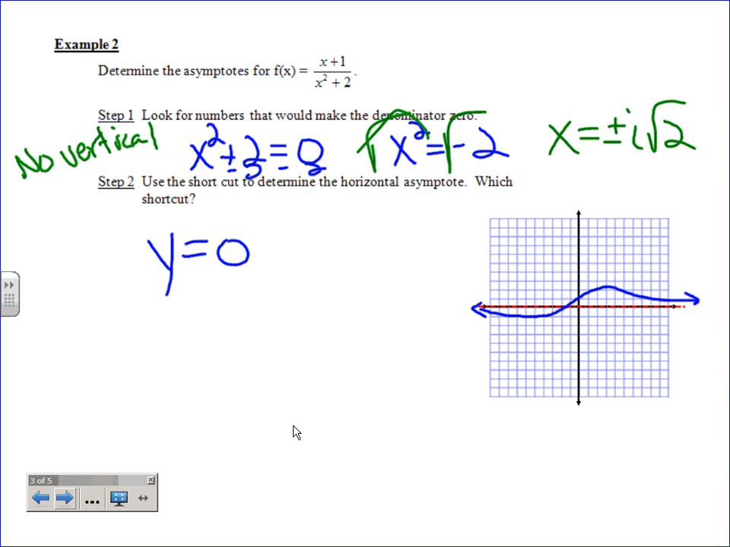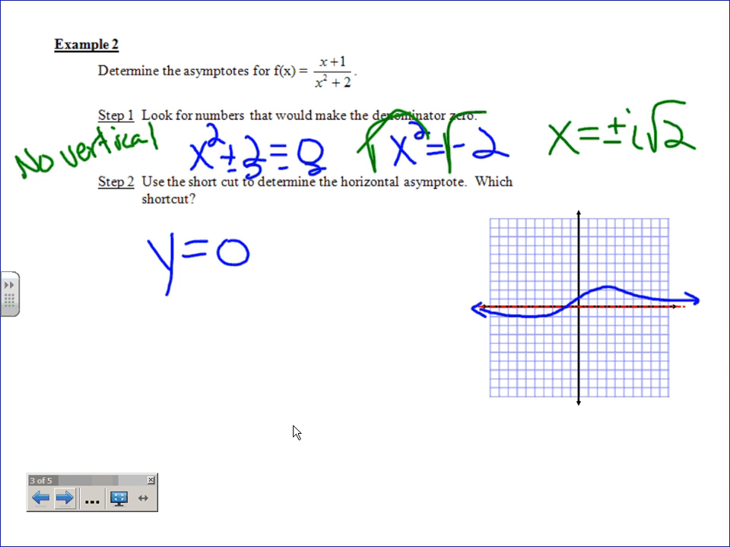Okay, here's the key. Vertical asymptotes cannot get touched. It is impossible. Horizontal asymptotes cannot get crossed as x gets way out. As x gets big, there are rules. You can't cross it. As x is small, you actually can. Well, let's see if we can figure out why.